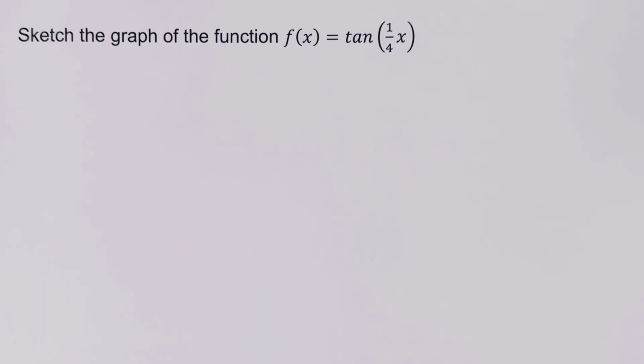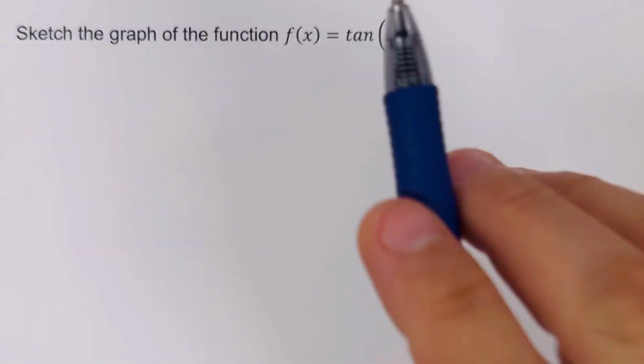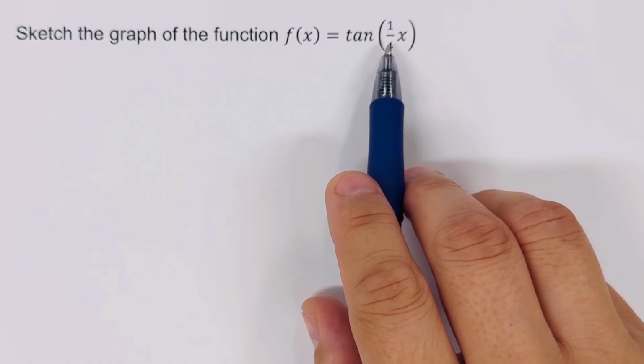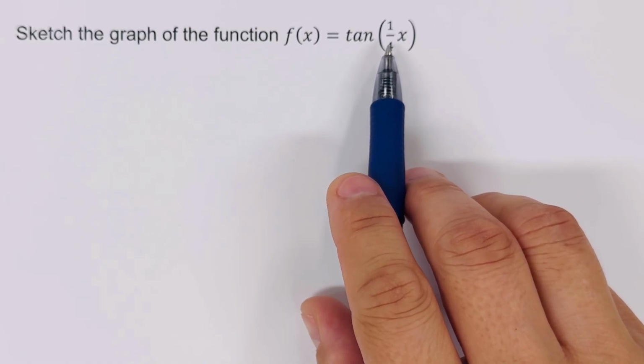Hello everyone. This video will show how to sketch the graph of tangent function. Now let's go over this example. We're given f of x equals tangent of 1/4 x. The first step that we need to do is to determine the parameters a, b, c, and d.